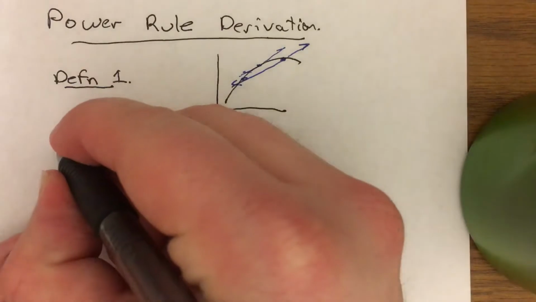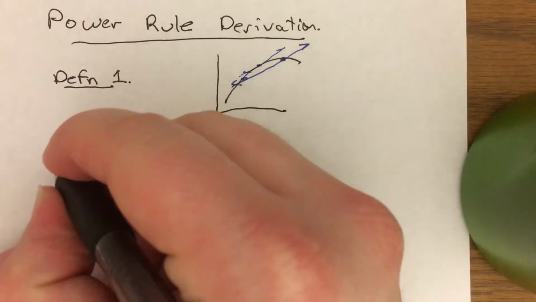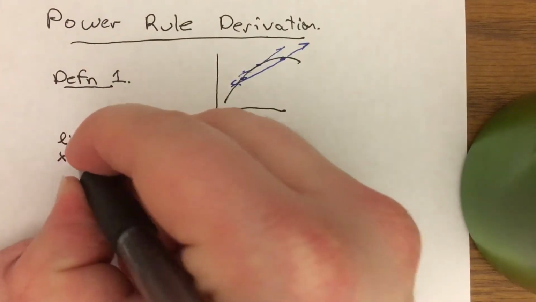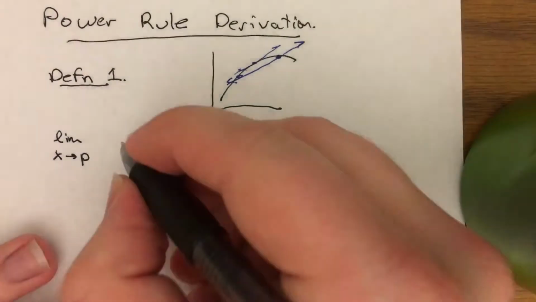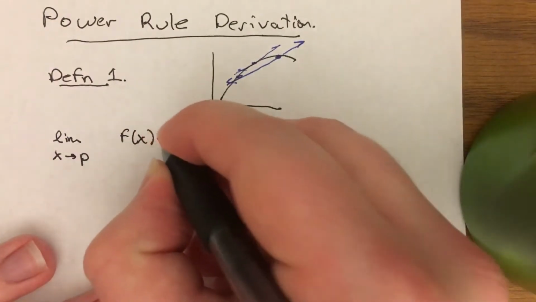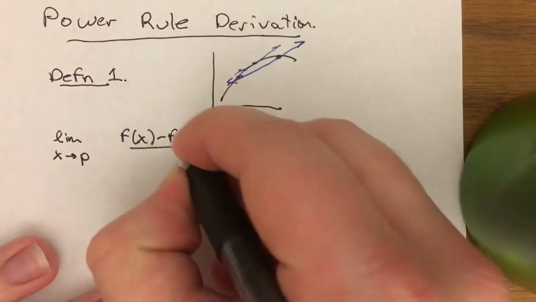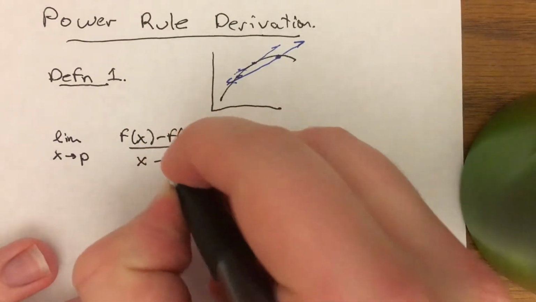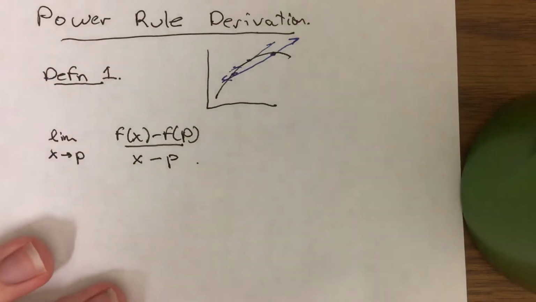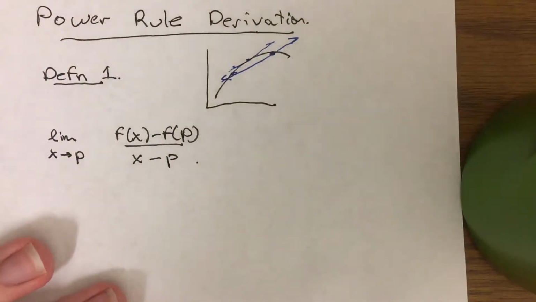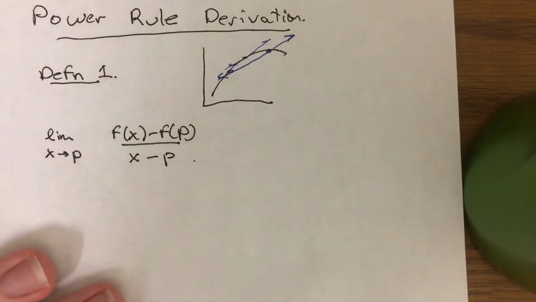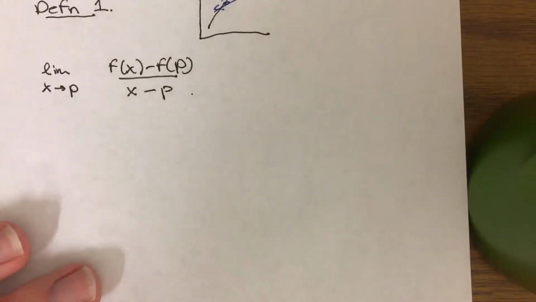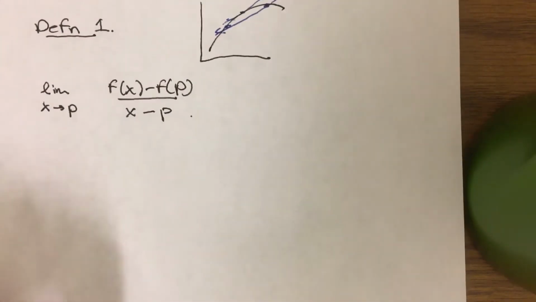So let's make this definition. The definition that we're going to use is actually quite simple. It's going to be the limit as x approaches p of f of x minus f of p over x minus p. Okay? Great. So now we can continue with the derivation.